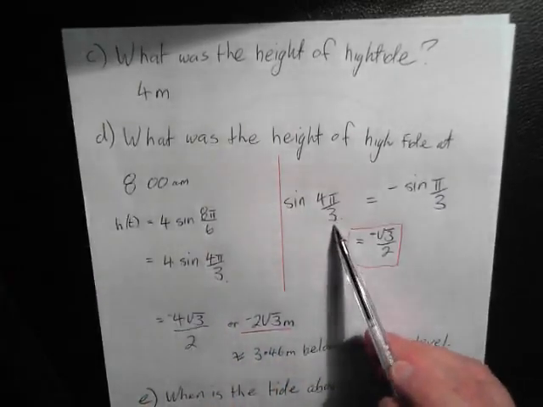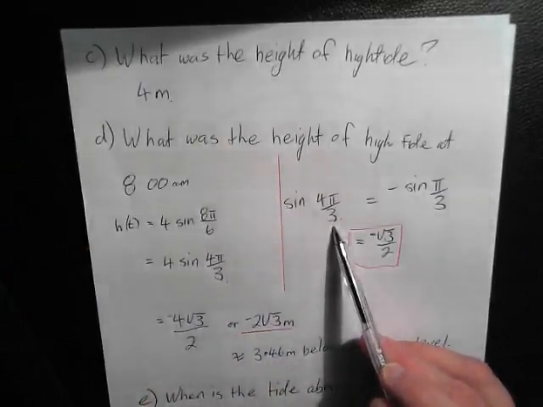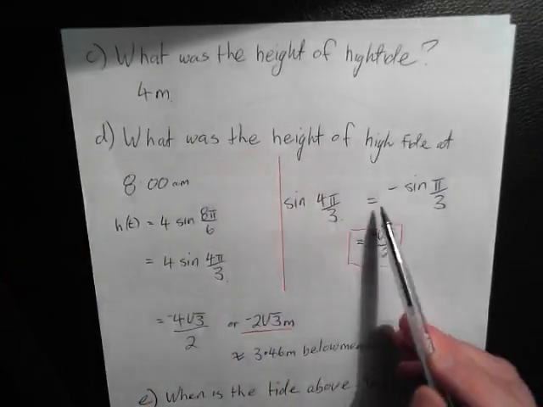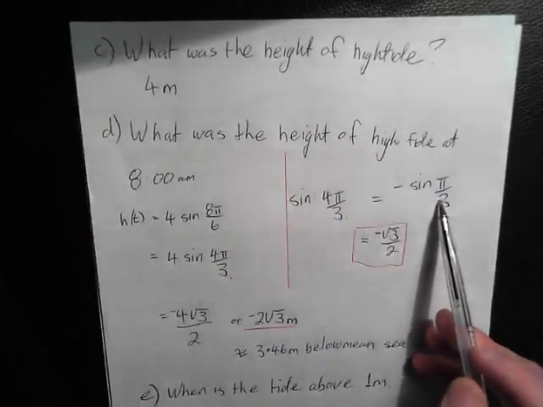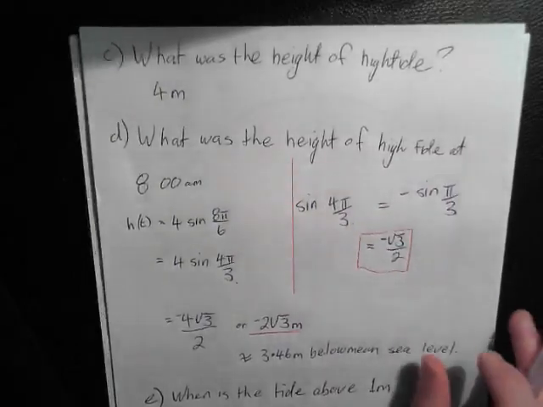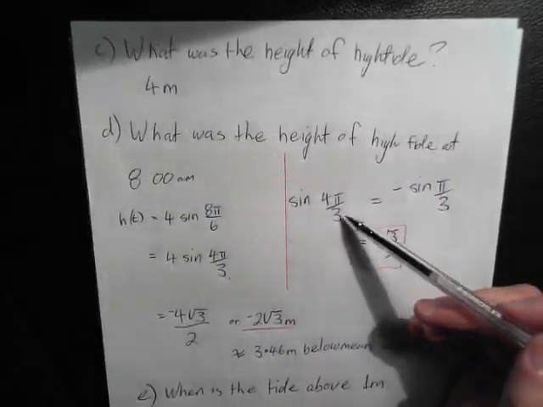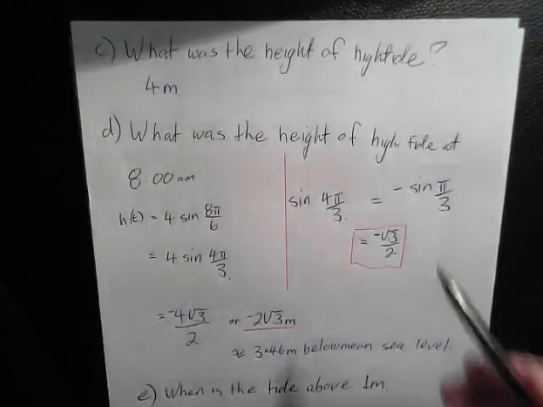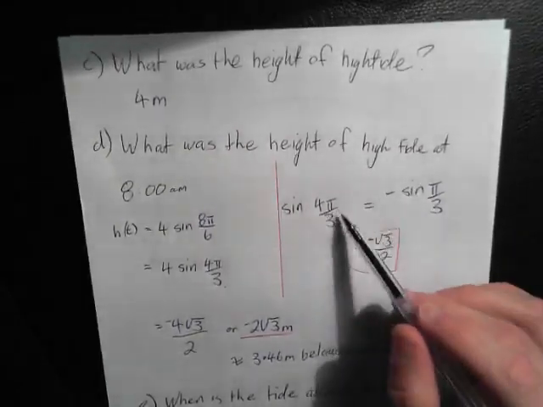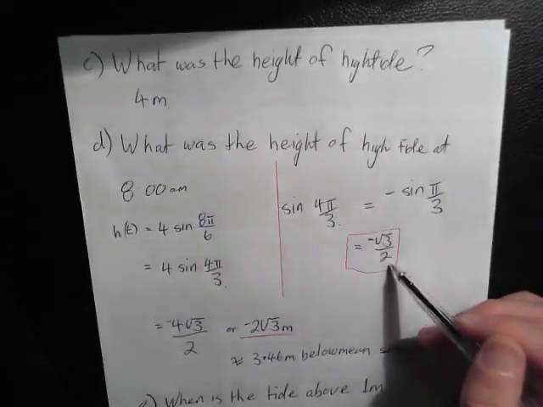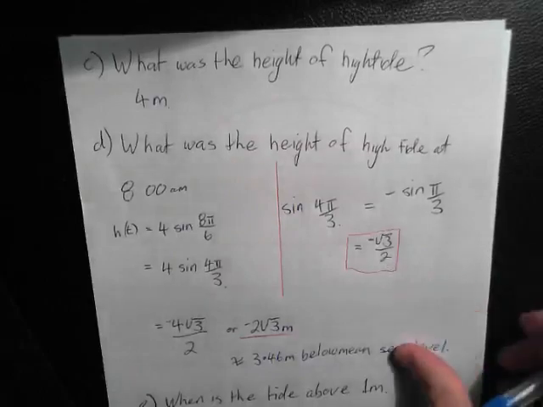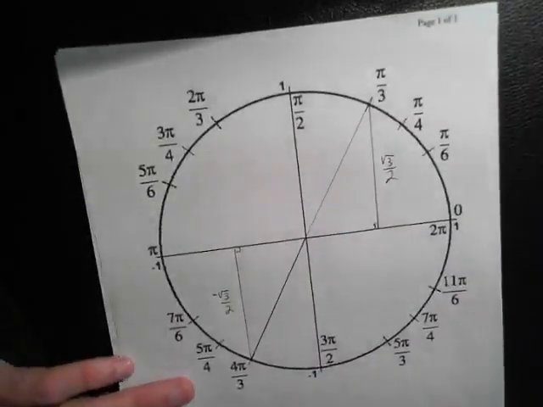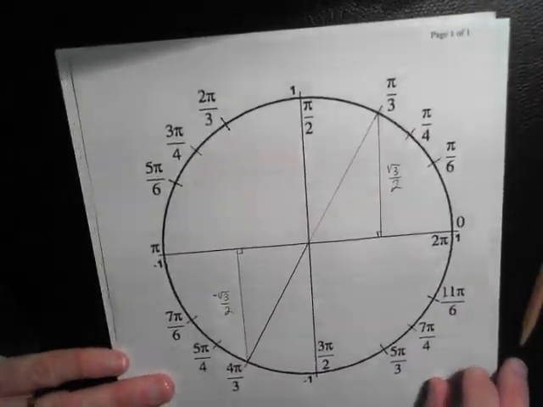So if we jump over here, 4 pi on 3 equals pi plus pi on 3. Okay, what's the sine of 4 pi on 3? When you see this 3 fraction here, you should immediately be thinking things like unit circles and standard triangles. The sine of 4 pi on 3 is negative root 3 on 2. Okay, and I haven't just pulled that out of nowhere. I'll show you where I got that from. I got that from here.